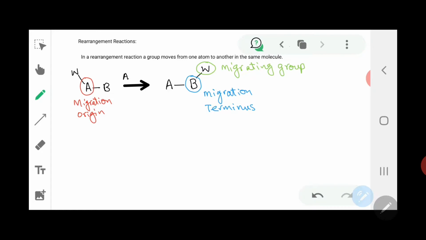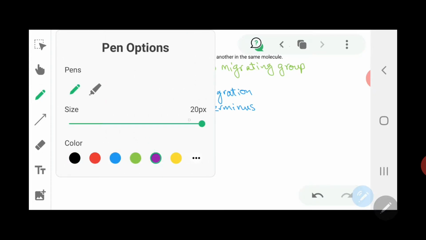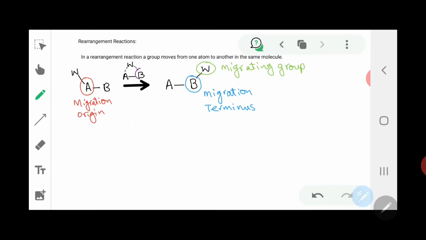Actually, this migration takes place through a transition state in which in most cases W is attached with A and B. During this transition state, B is converted into an open sextet system in which it has the ability to accept the electronic pair in case of nucleophilic rearrangement.